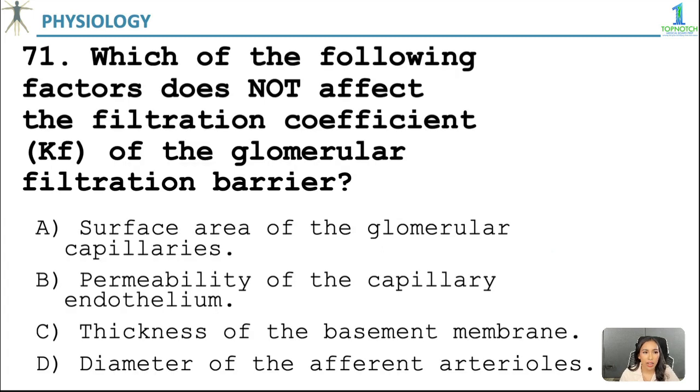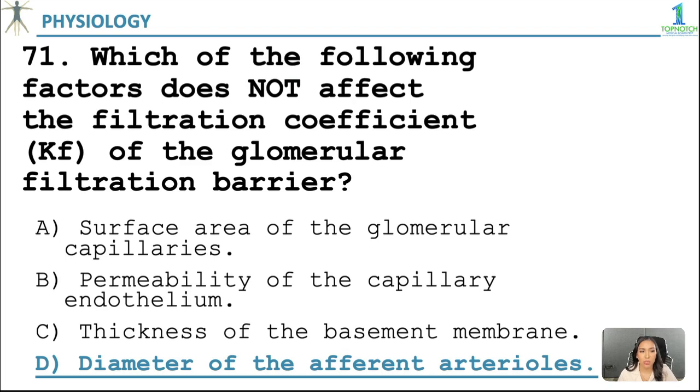Which of the following factors does not affect the filtration coefficient of the glomerular filtration barrier? Does not affect, ha? Okay, is it surface area, permeability, thickness, or diameter? Does not affect. The correct answer is D, diameter. Ibig sabihin, surface area, permeability, and thickness, they all affect the glomerular filtration barrier, whereas letter D, diameter, wala siyang connect.